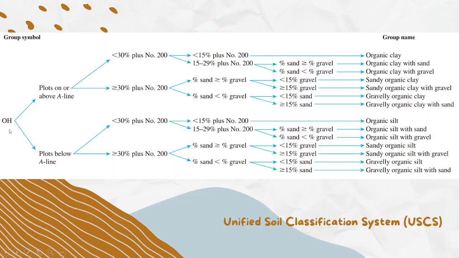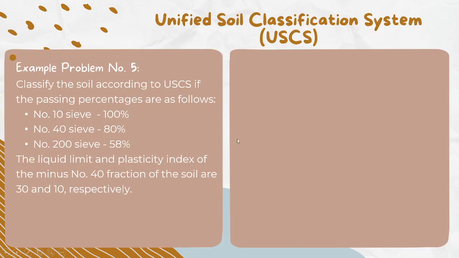And for OL, OH, let's have an example problem. We are asked to classify the soil according to the USCS if the passing percentages are as follows. The percent that passes the number 10 sieve is 100%. The number 40 sieve is 80%, and the number 200 sieve is 58%. The liquid limit and the plasticity index of the minus 40 fraction of the soil are 30 and 10, respectively.